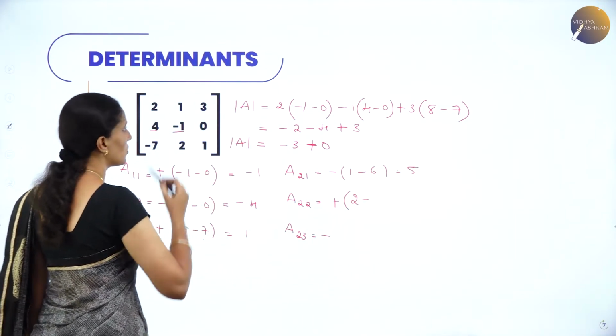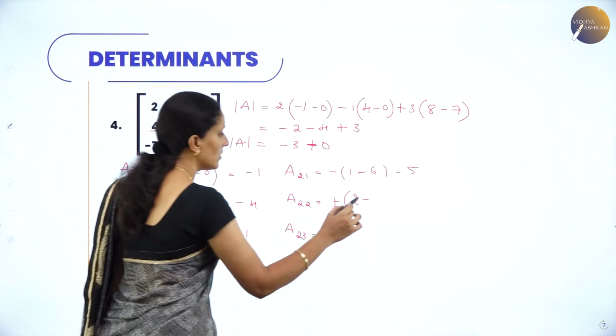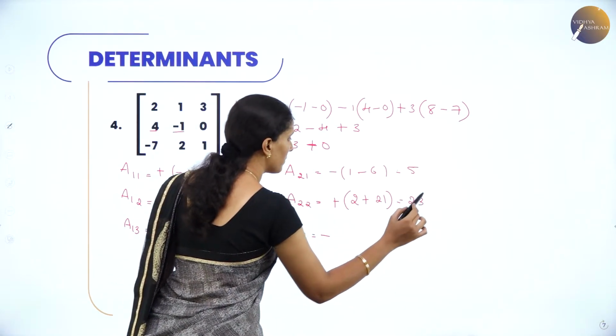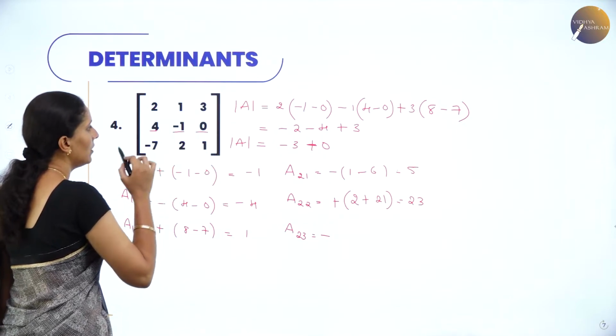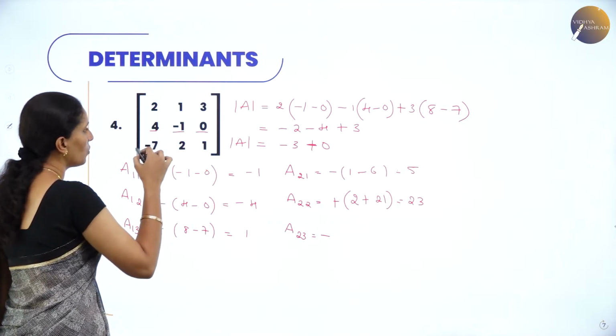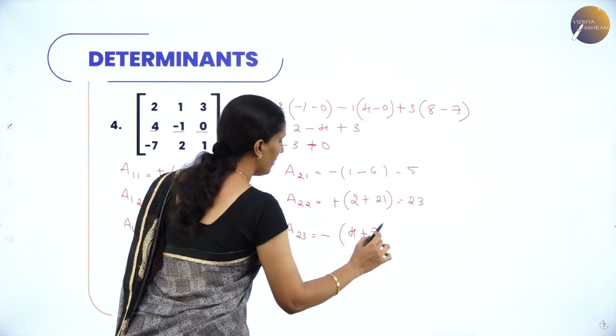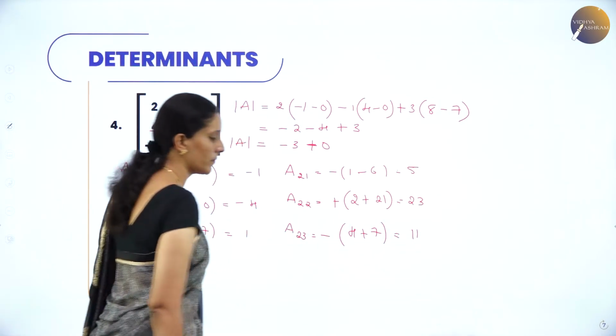So minus 7 into 3, 7 3s are 21. So it becomes plus 21, which is 23. Next is for 0, delete the column, delete the row, 2 2s are 4, plus 7. So 4 plus 7, which becomes 11.